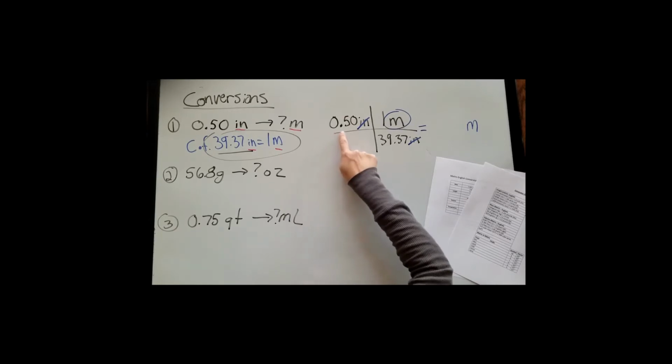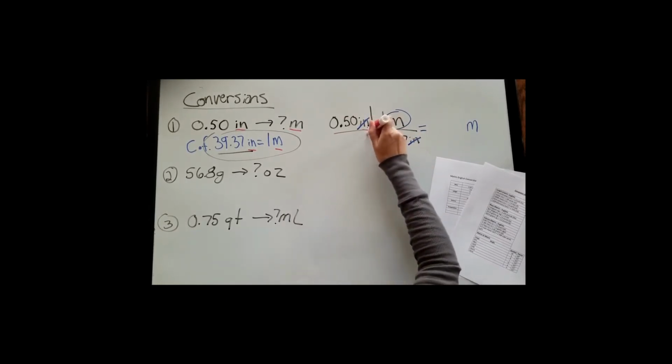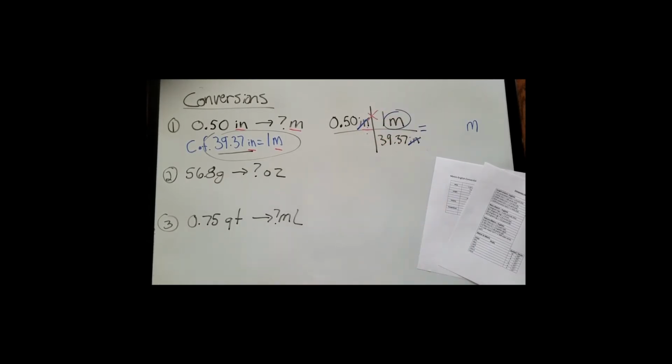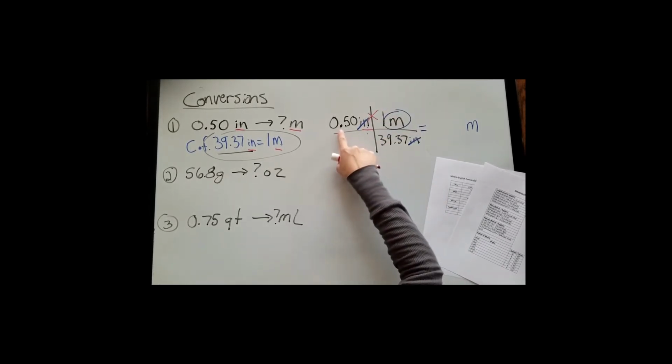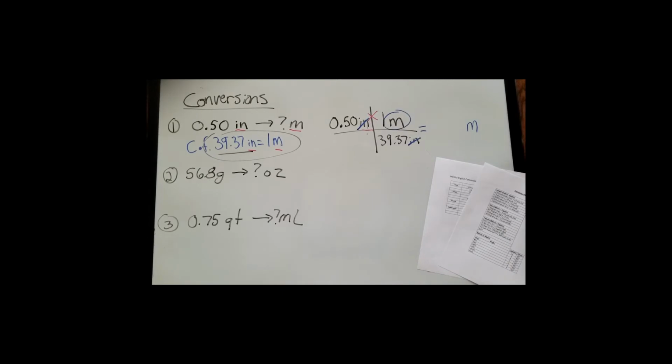Now, how do I do this calculation? We need to remember this horizontal line is a division line. The vertical lines are multiplication lines. So we're taking 0.5 multiplied by 1, and we're dividing that by 39.37. Let's plug that into our calculators and see what we get.